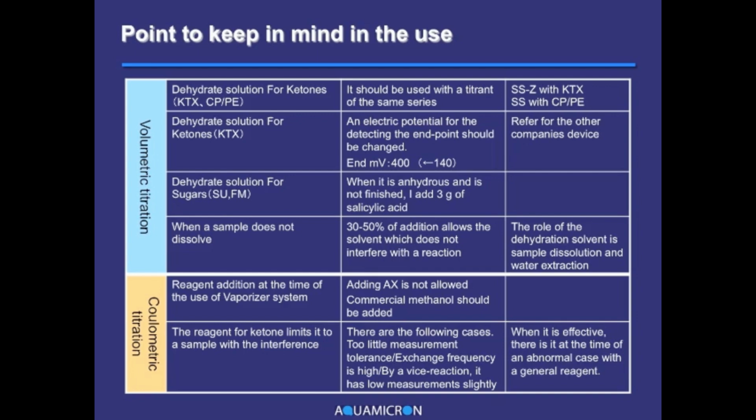The second point concerning colorimetric titration is that the anode solution for ketones, AKX, should not be used for ordinary samples. It should be used only for samples that interfere with the Karl-Fischer reaction, since it has two disadvantages vis-à-vis the other anode solutions. One of these disadvantages is that the total amount of water content that can be measured with it is much less than the other solutions. The other disadvantage is that the measured values are inclined to be lower than the actual values due to side reactions.